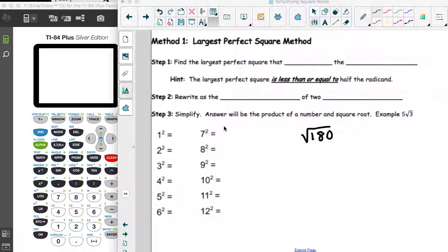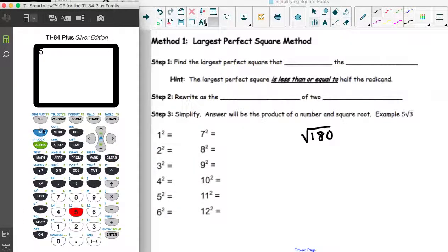All right, so this is the largest perfect square method to simplify a square root. Again, when we simplify a square root that's not a perfect square, we're not getting a decimal, we are getting the exact answer. So that means we will have a square root, most likely, in our answer, like 5 root 3. That is an exact answer. Our calculators sometimes can give us the exact answer, but usually we'll see it as a decimal. So 5 root 3 is the same thing as 8.66.